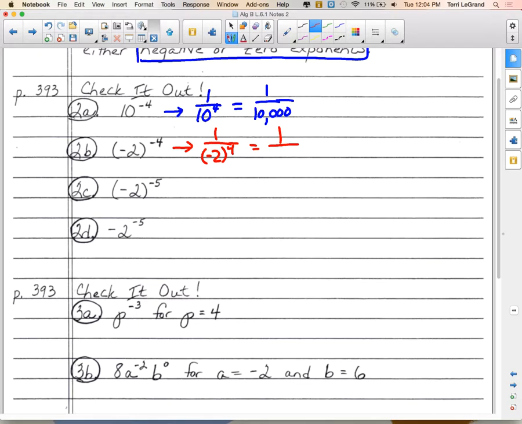Is it -16? Positive 16. Positive 16, isn't it? A negative times a negative is a positive, then times another negative is a negative, and then times that negative again is a positive. So it ends up positive 16, so 1/16 is our answer.